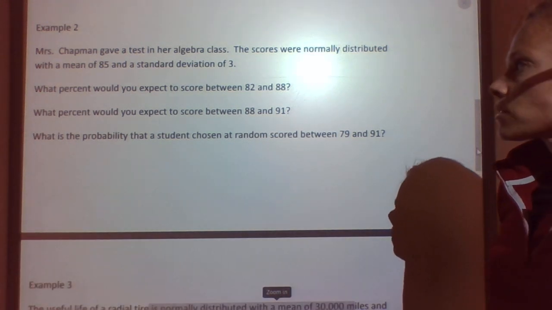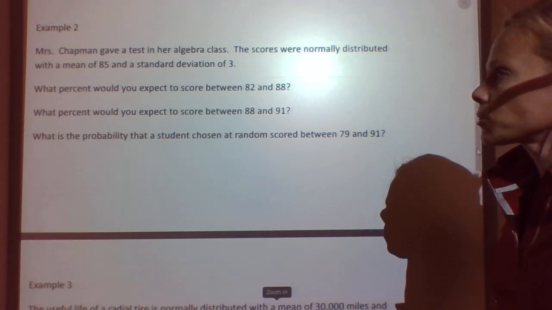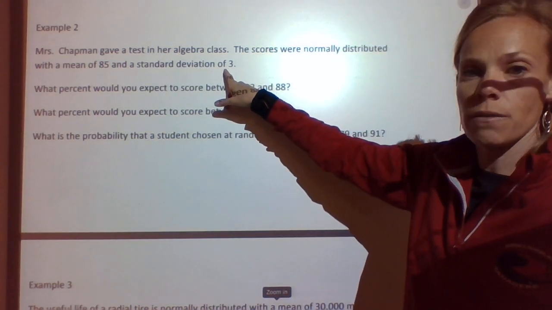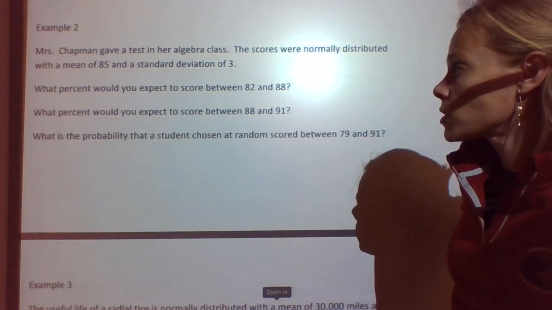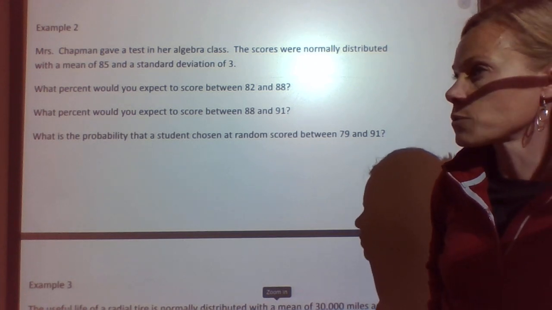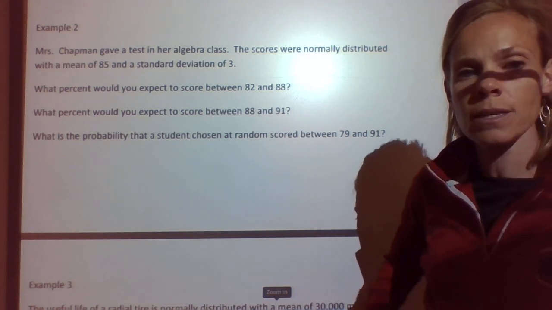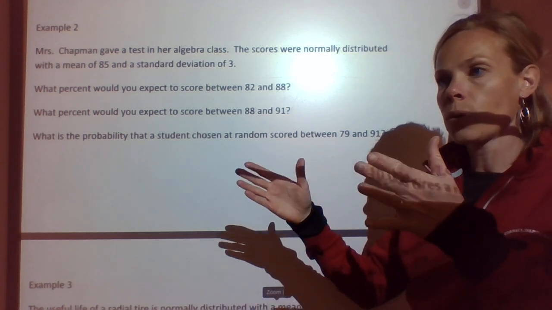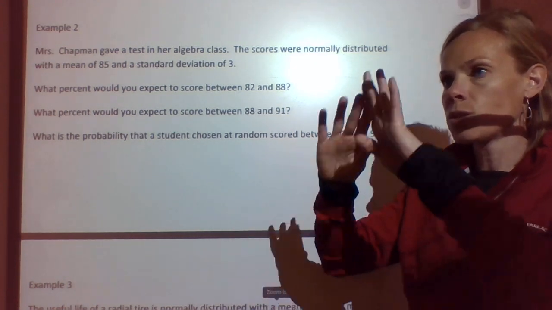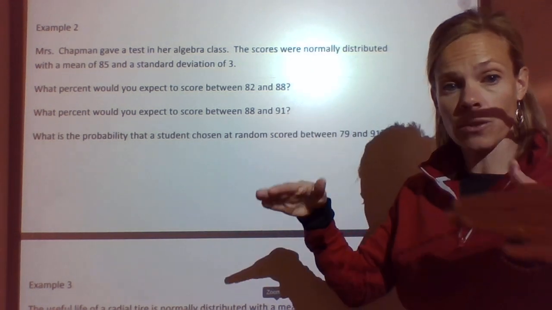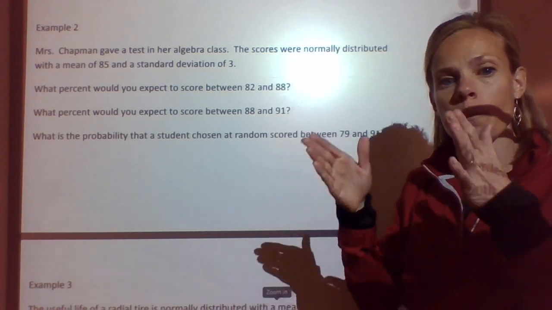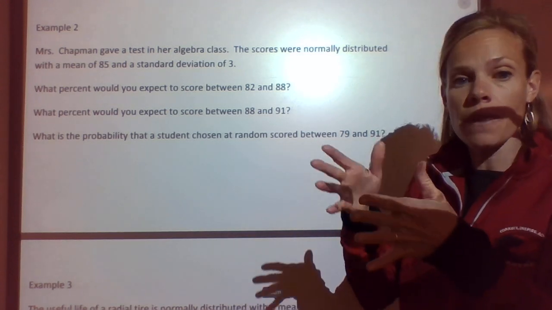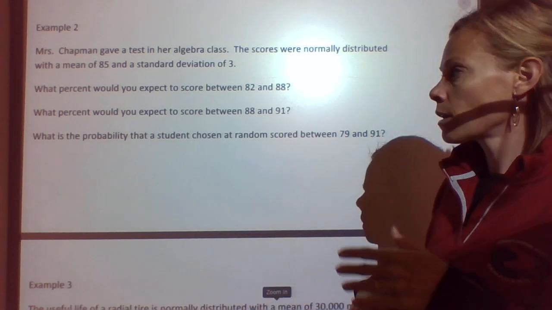Ms. Chapman gave a test in her algebra class. The scores were normally distributed with a mean of 85 and a standard deviation of 3. You'll see this more when you go off to more of a collegiate level class. A test or quiz is given, and the professor will take those scores, do a mean and standard deviation, and create a normal curve, a bell curve. So most people are getting a C. So you have to kind of prove yourself that you're above average.